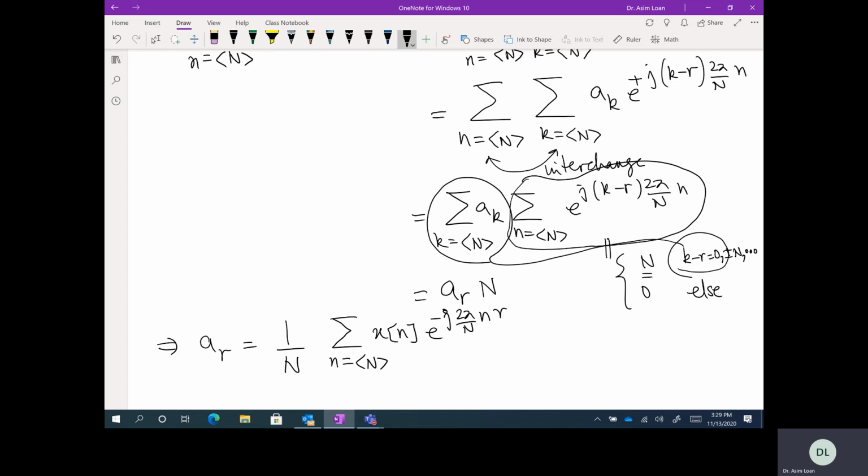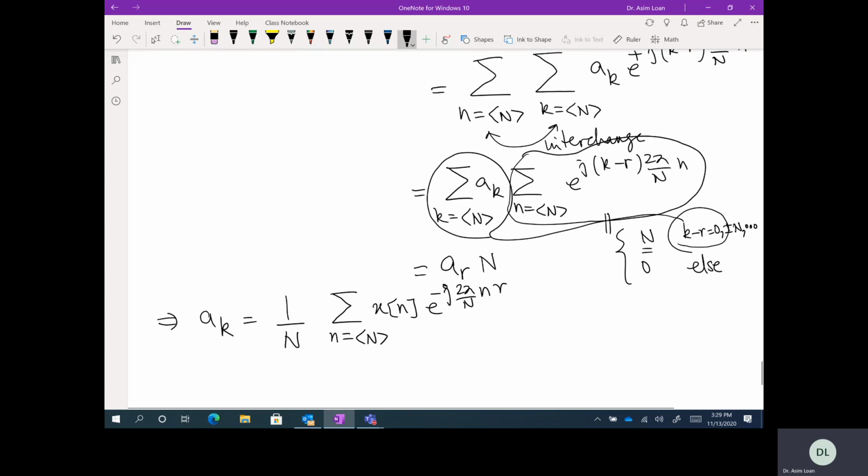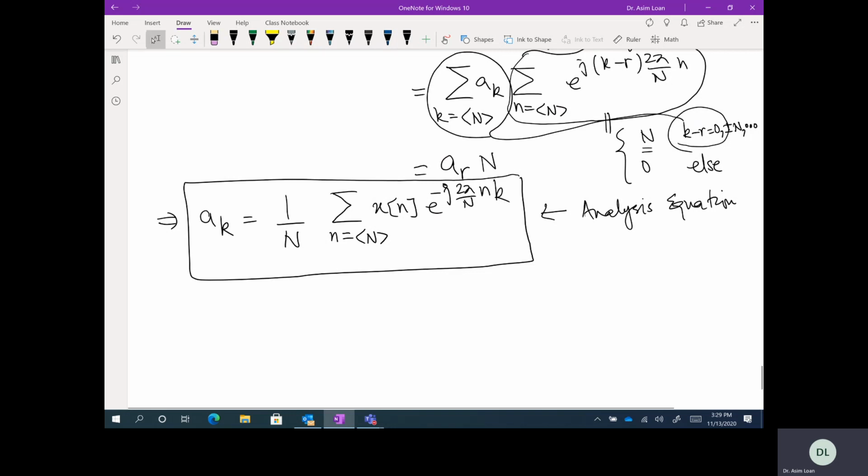But r is a dummy variable, so I can always get rid of this r. I can have this k, because this is the equation here which I've brought down, and this becomes again k. So this equation is my analysis equation. This is my analysis equation for the discrete time Fourier series case. Okay, and now how do we show that this is periodic?